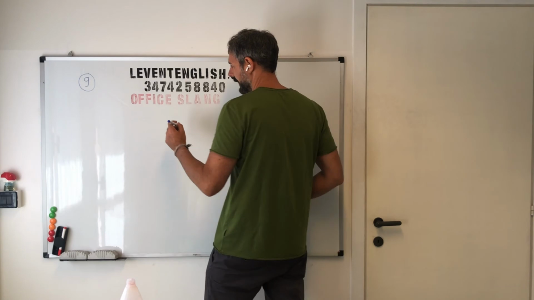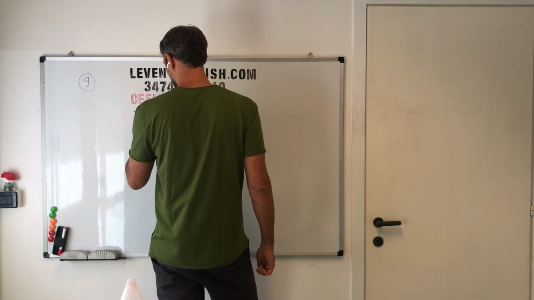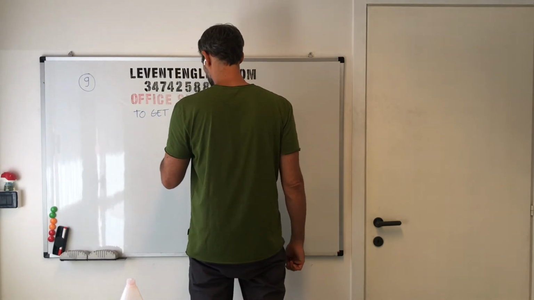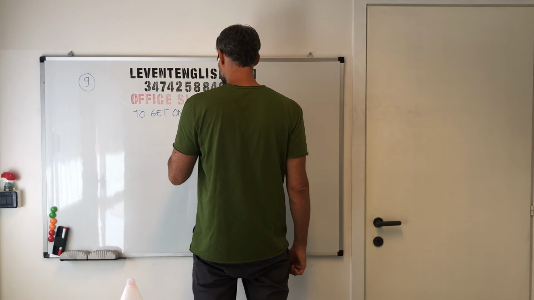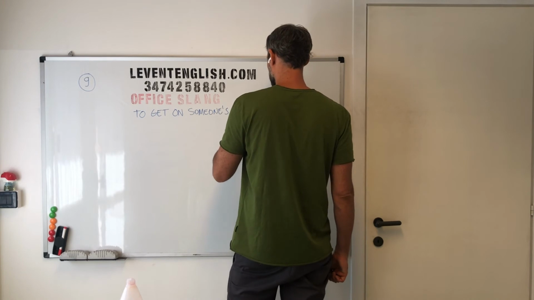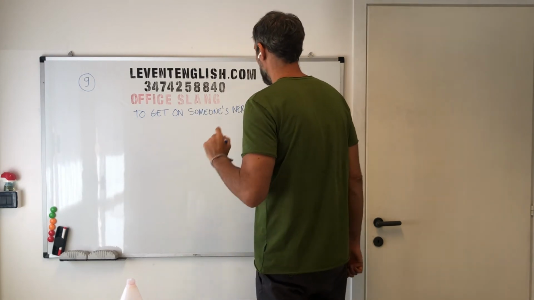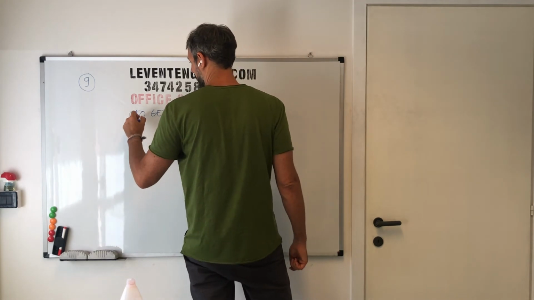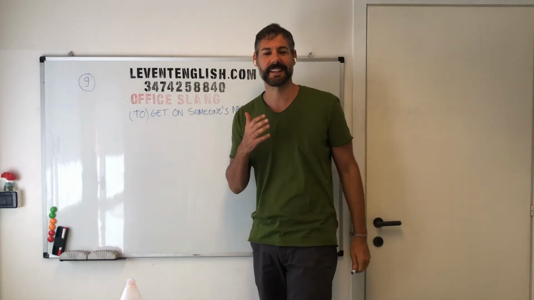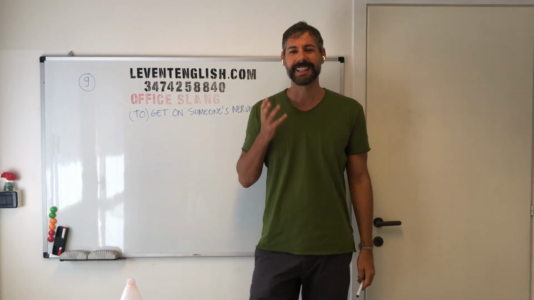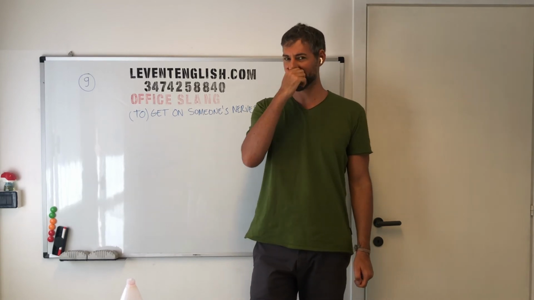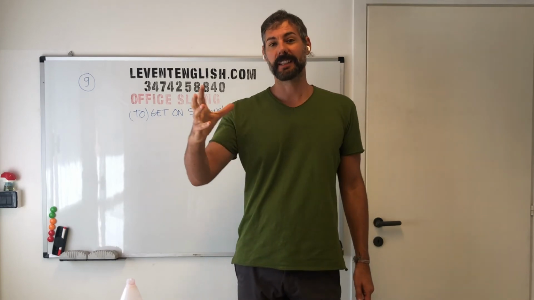The last expression is to get on someone's nerves. To get on someone's nerves. This expression is used to indicate that someone or something is irritating you, is irking you. You are irritated, so that thing is getting on your nerves.